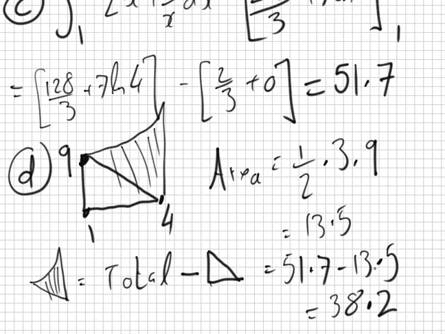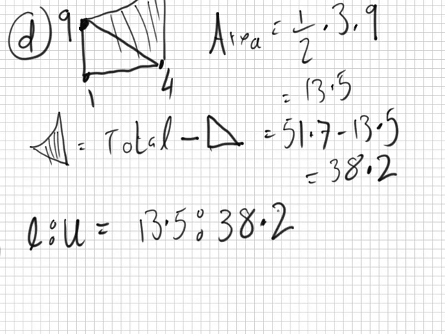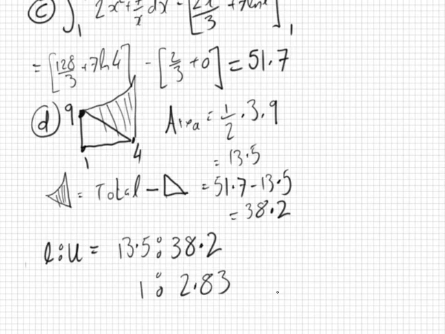So what you've got now is the lower piece to the upper piece. That would equal the triangle to 38.2. Now, in case you can't remember elementary school, the way to simplify this is to divide both of those by 13.5. So dividing both of these by 13.5, and you get 2.83, which is what he asks us to show. It is tricky.